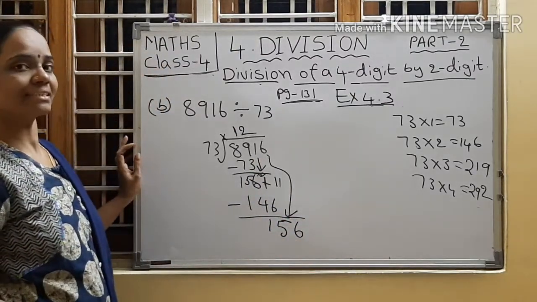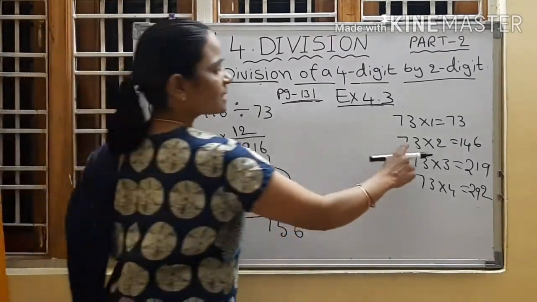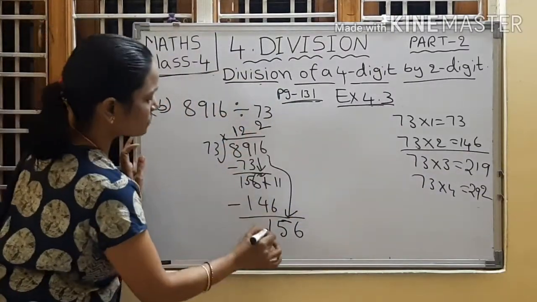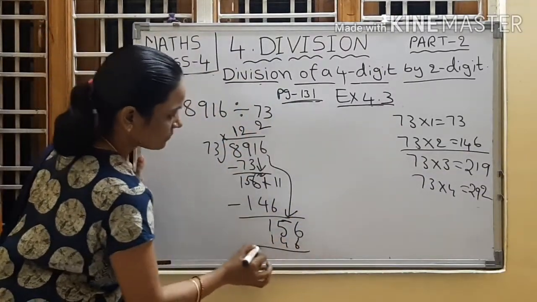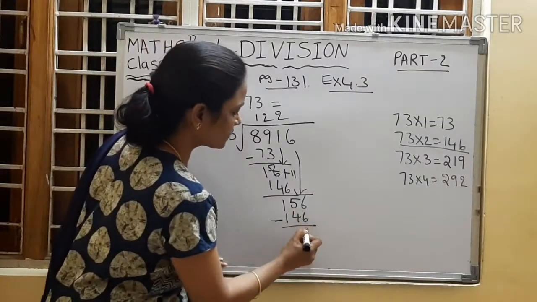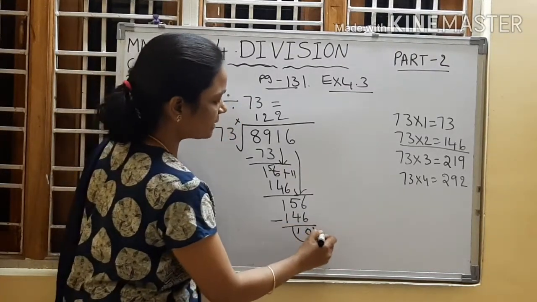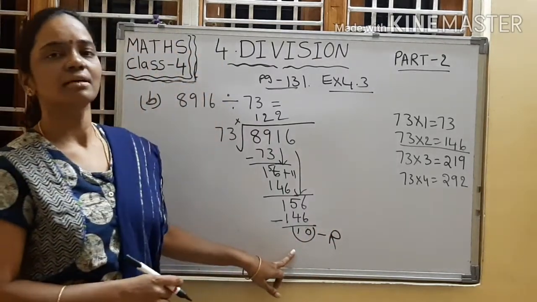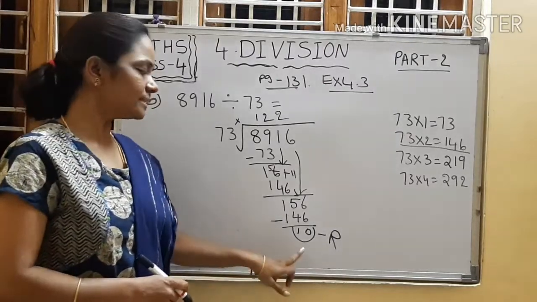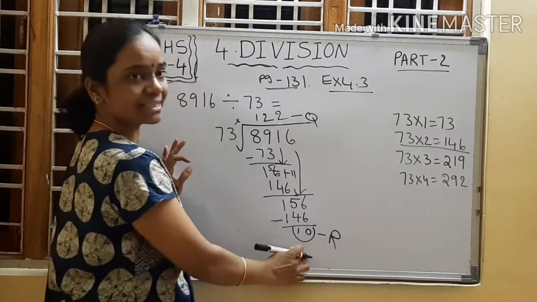156. Will you get it? No. Right? It's the nearest and smallest number. What is that? 73 twos are 146. Okay, 6 minus 6, how much children? 0. 6 minus 6 is 0 and 5 minus 4 is 1. So the remainder is 10. Remainder is 10, which is smaller than 73. So 73 will not divide 10. Understood? What is the quotient? 122 is the quotient. Remainder is 10.